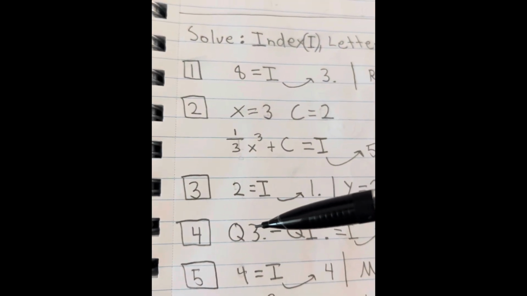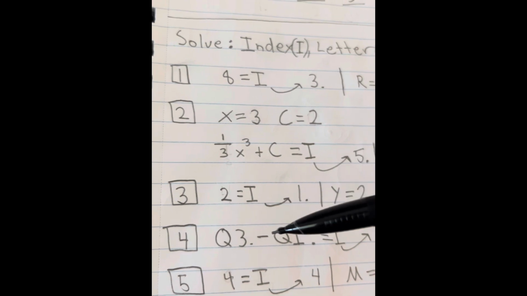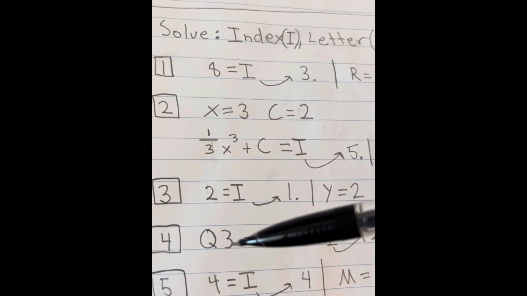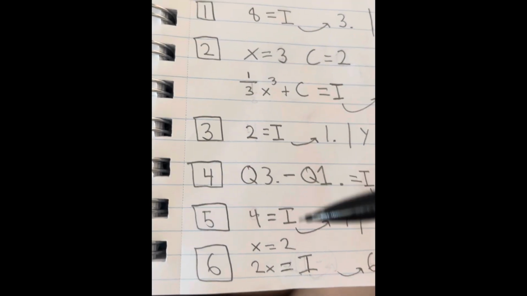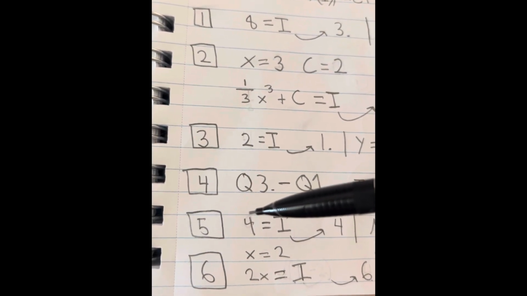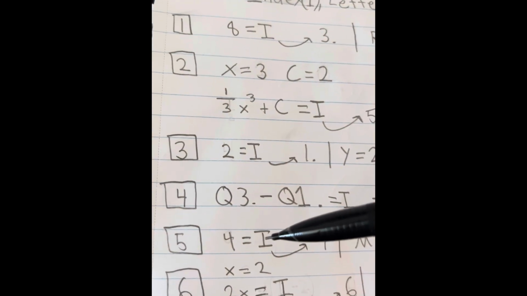So question 3 answer is 8. Question 1 answer is 2. So 8 minus 2 equals 6. So that is U. Question 5. The answer is 4. And what question does that correspond to? Question 4. And 4 equals M.